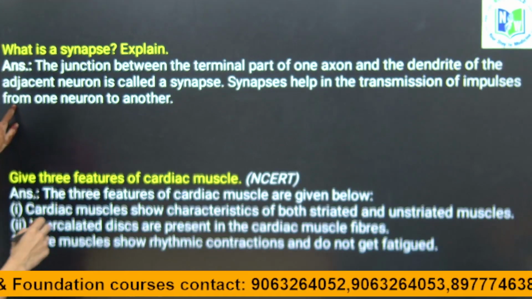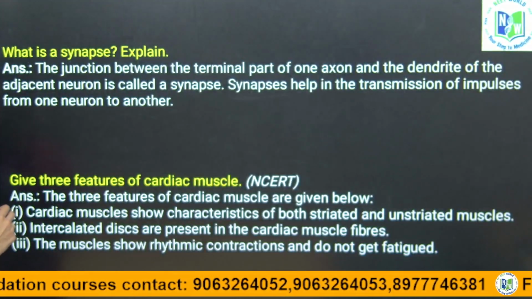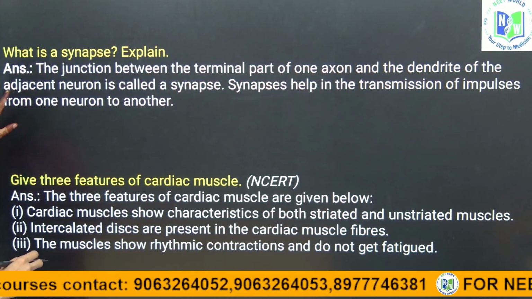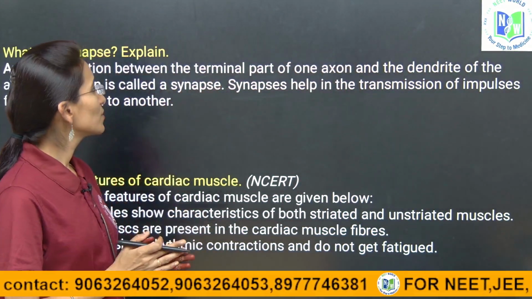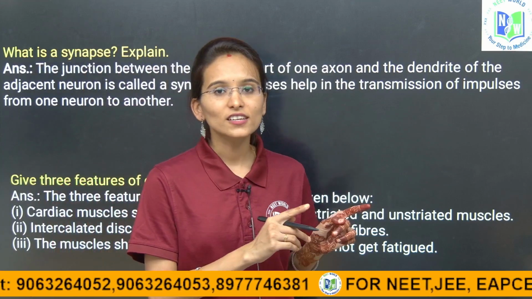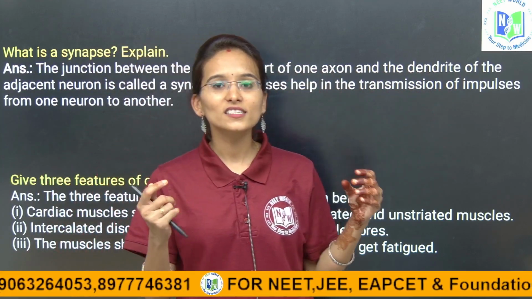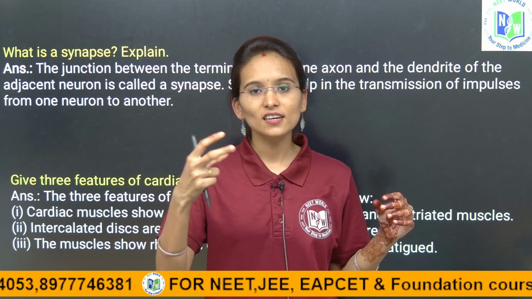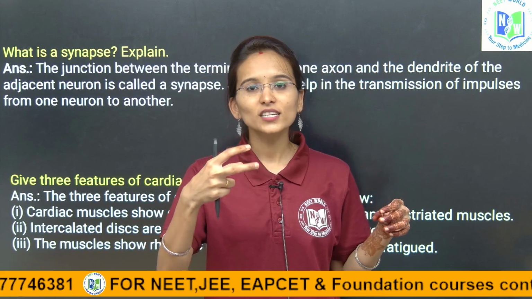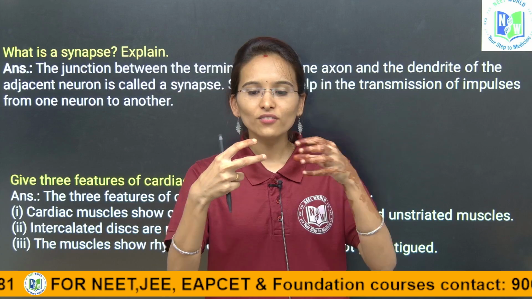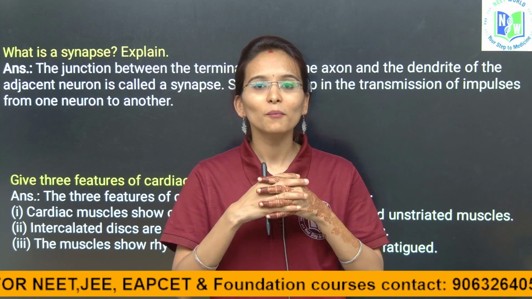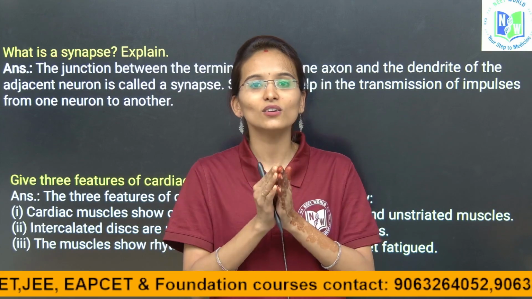And next, one more question: what is synapse? Explain. Synapse is a junction between the terminal part of one axon and the dendrite of another neuron. Imagine this is an axon terminal, and to this axon terminal the dendrites of other neurons are combined. This particular junction is called a synapse.